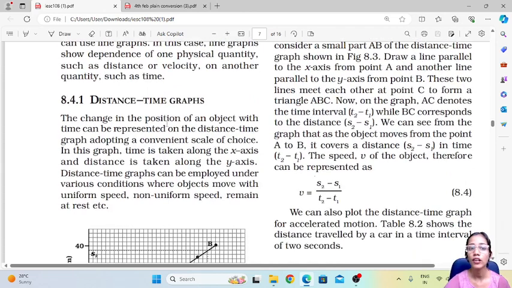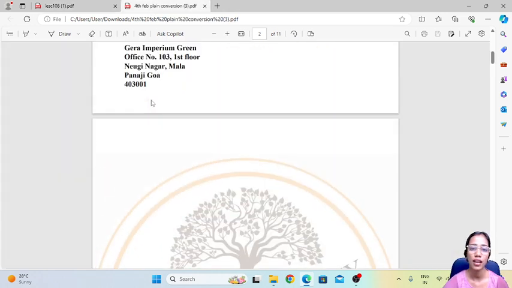So today we are going to see two types of graphs. One is the distance time graph and the second one is the velocity time graph. Among these there are two variations. First we'll see the distance time graph.